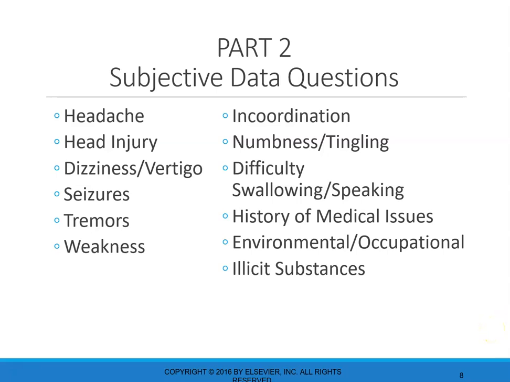With numbness and tingling, does the numbness and tingling come and go? Is it constant? How long have you had it? Is it progressing? Is it getting worse? Is it moving to different parts of your body? Does it feel like pins and needles? Are you having difficulty walking, writing, keeping your balance? These are all questions that we ask when we're doing a neurologic assessment.